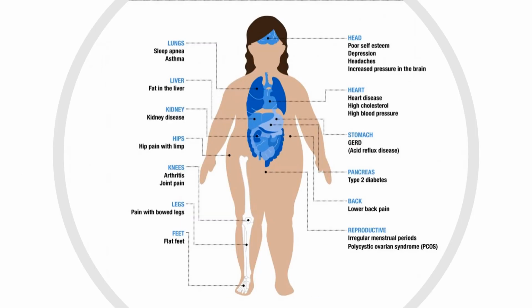So this is just an image of some of the things that you will see with somebody who is overweight. Their lungs: they may have sleep apnea and asthma. Liver: there'll be a lot of fat in the liver. Kidney disease. Hips: hip pain. Knees: arthritis and joint pain. Legs: pain with bowed legs. Feet: flat feet. Reproductive: irregular menstrual periods or polycystic ovarian syndrome. Back: lower back pain. Pancreas: type 2 diabetes. Stomach: GERD or acid reflux disease. Heart: heart disease, high cholesterol, high blood pressure. And for the head: poor self-esteem, depression, headaches, increased pressure in the brain. These can happen for adults and kids.